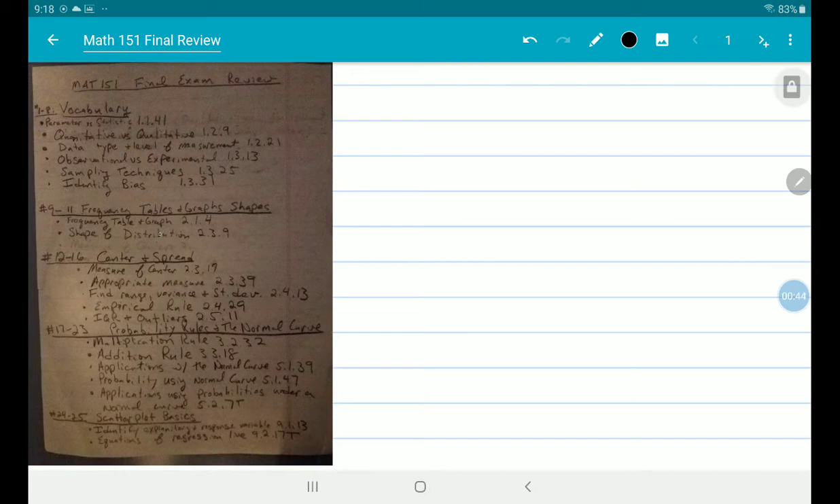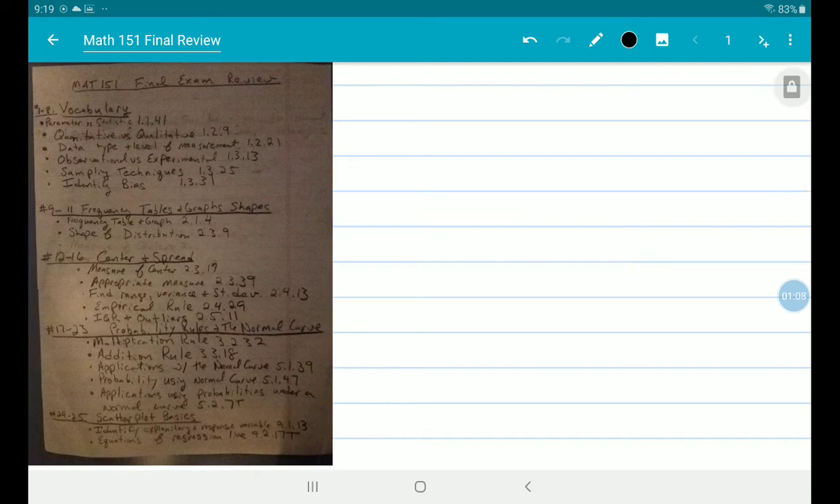Problems 9 through 11 deal with frequency tables and graph shapes. 12 through 16 deal with the data's center and spread. 17 to 23 deal with probability and the normal curve. And finally, the last 2 problems deal with scatter plots and regression lines. That's problems 24 and 25.